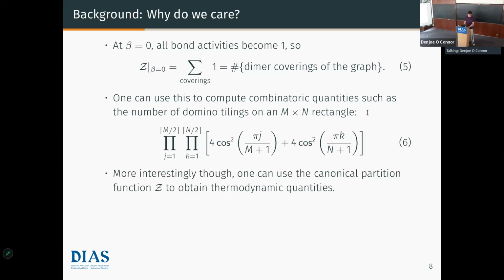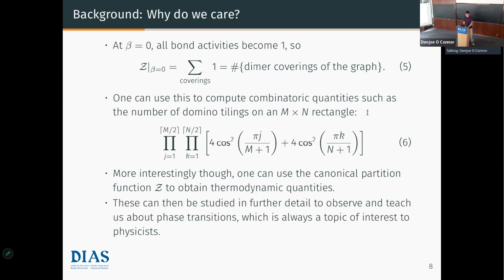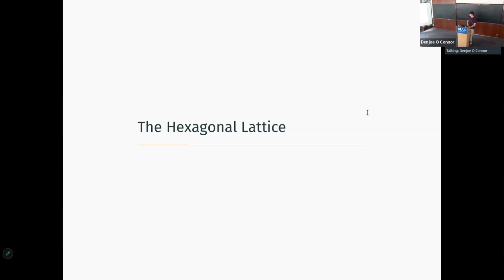And then more interestingly, you can use the canonical partition function to obtain thermodynamic quantities of these dimer models. And then these can be studied in further detail to observe things like phase transitions, which of course is always interesting to physicists. We're always trying to learn more about phase transitions. So yeah, let's start with the hexagonal lattice.